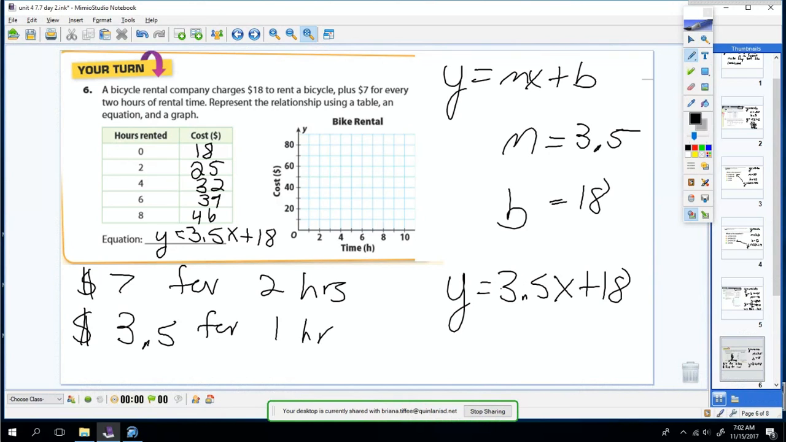So then we're going to graph it. At 0, we're up here at 18, which is right below the 20. At 2 hours, we're at 25. At 4, we're at 32. At 6, we're at 39. At 8, we're at 46. So then to see, it creates a linear line, and my hand can't follow that line for some reason. That's a little bit better. All right. That's all we're doing today.